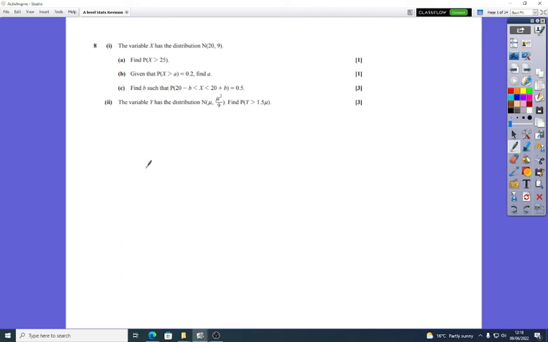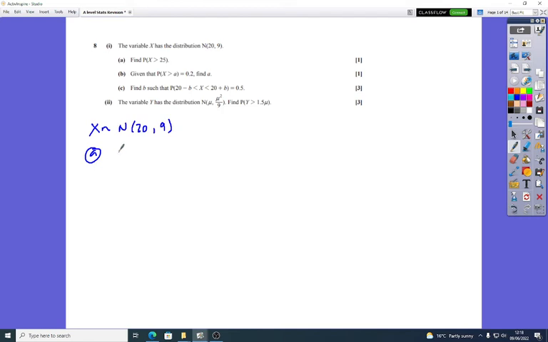Here goes: the variable x has a distribution. I'm going to write this: x has a normal distribution with a mean of 20 and a variance of 9. It says, find the probability. So part A, this question is straightforward in your calculator.